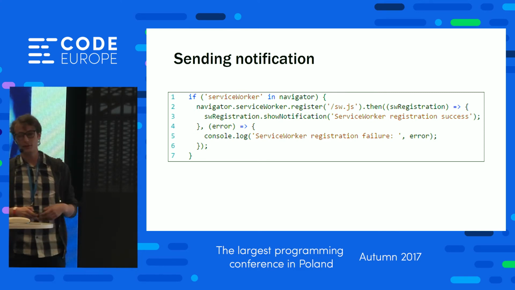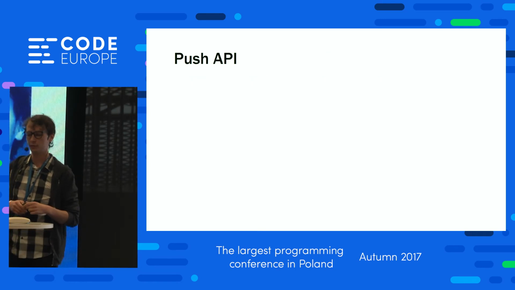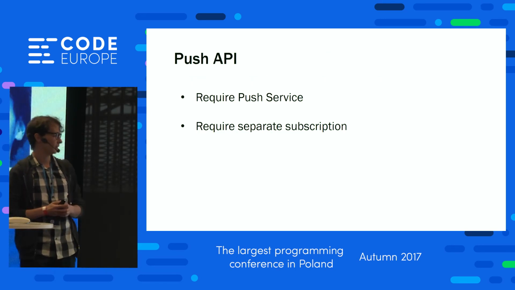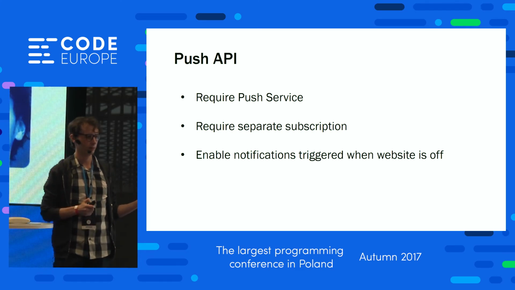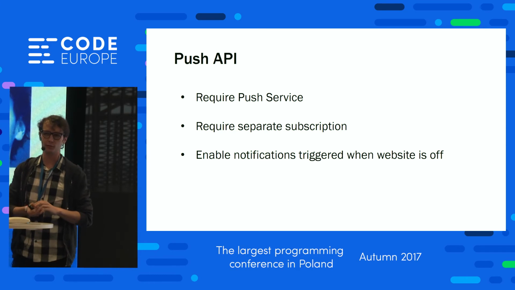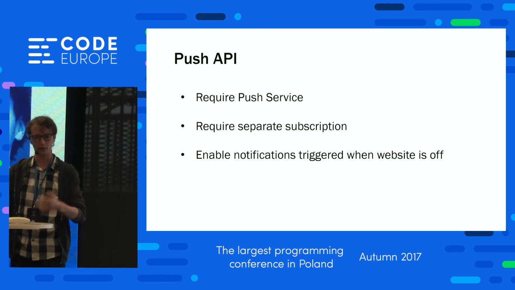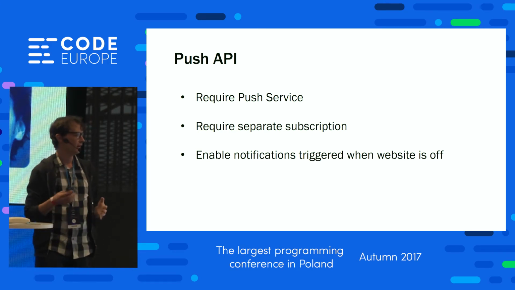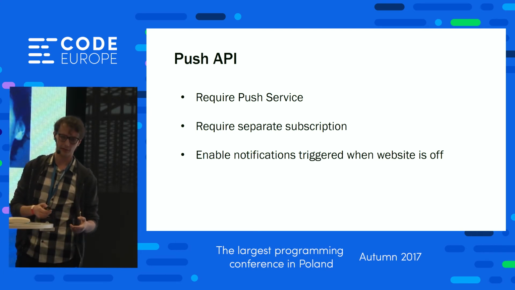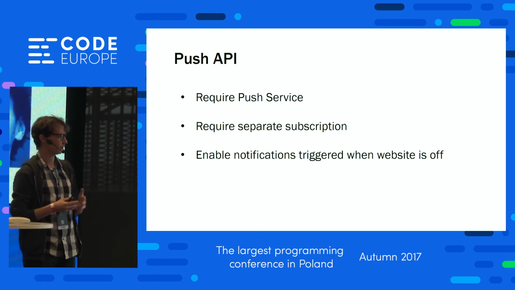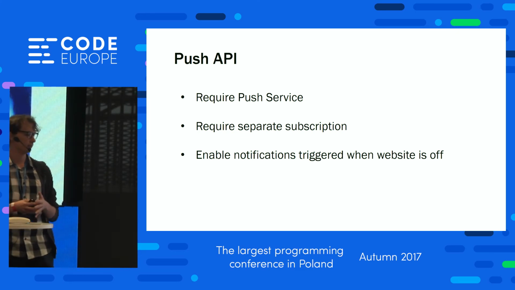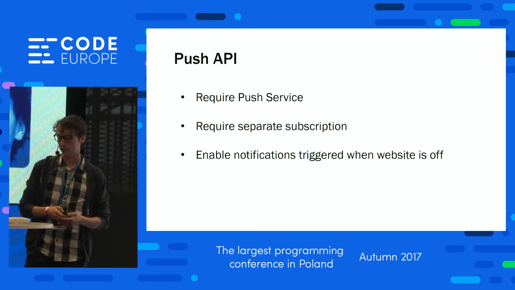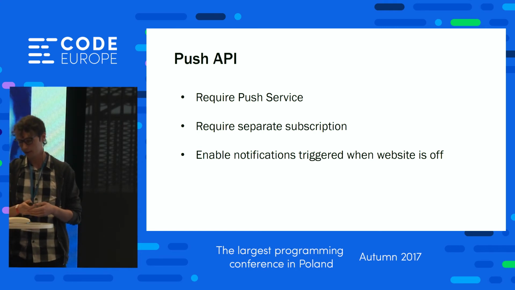In order to send him notifications when he's offline, you need to use the Push API, although this is quite a complicated matter. It requires a separate subscription. The one that we did before will not work because the user now accepts to receive notifications also when he's not interacting with the website, which is a major change. It requires setting up a push service, which is a separate piece of your infrastructure working based on the web push protocol, a separate protocol as well. And as I said, it can enable such notifications from the backend.